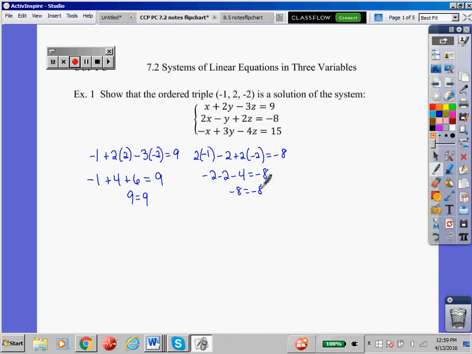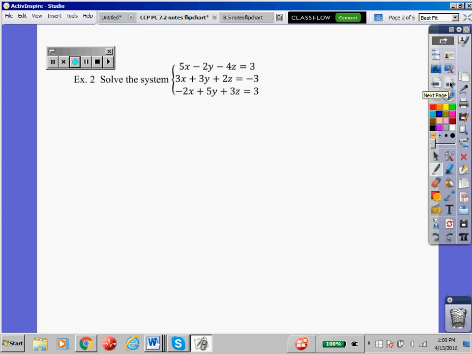All right, so the second one works. And the third one works. So yes, it's a solution. Okay? That's it. The directions just say to show that that ordered triple is a solution. All right, example 2. All right, here comes the fun time.